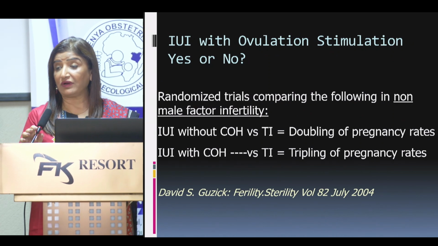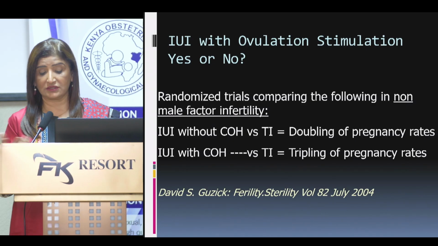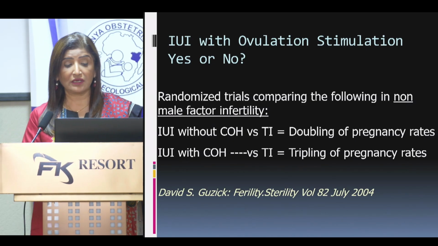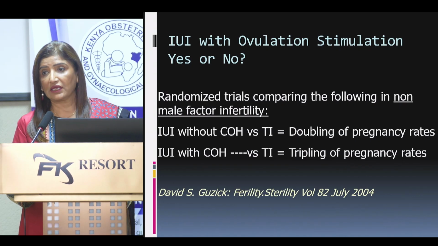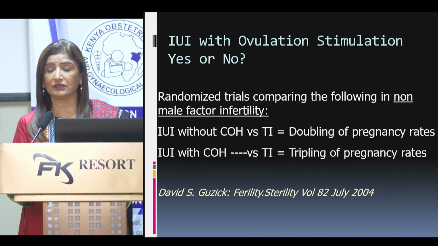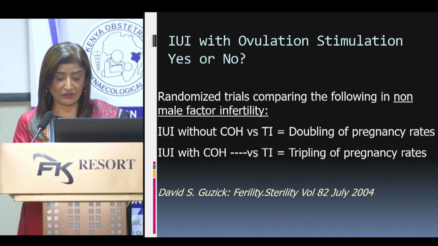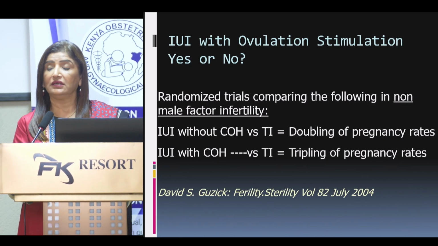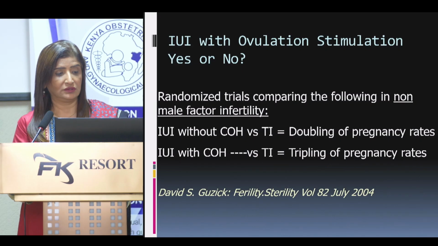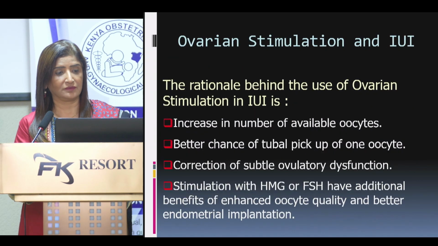And why do we need ovulation induction? Because every month a woman is producing one egg, but it has been seen in most of the studies that if IUI is performed with controlled ovarian hyperstimulation, there is a tripling of pregnancy rates rather than just doing it without controlled ovarian hyperstimulation.